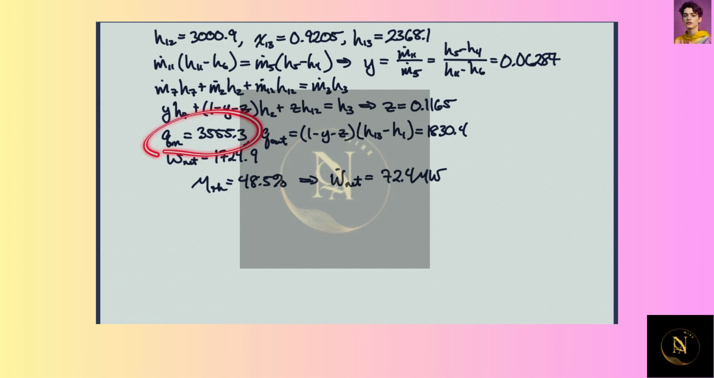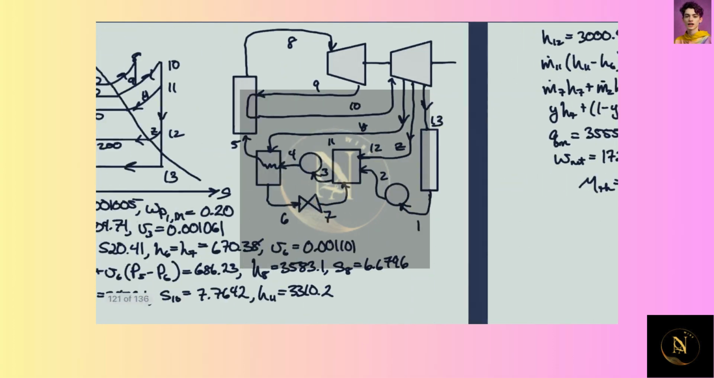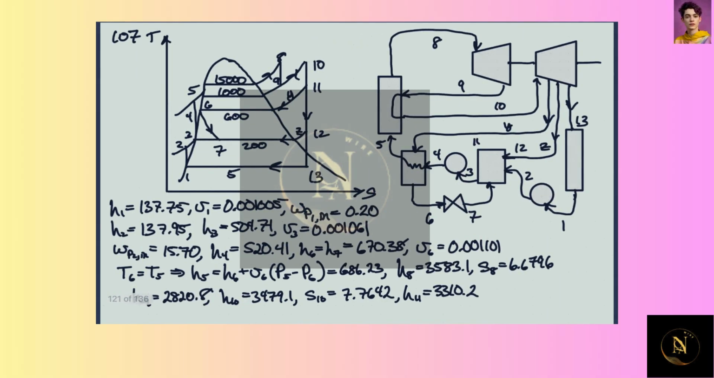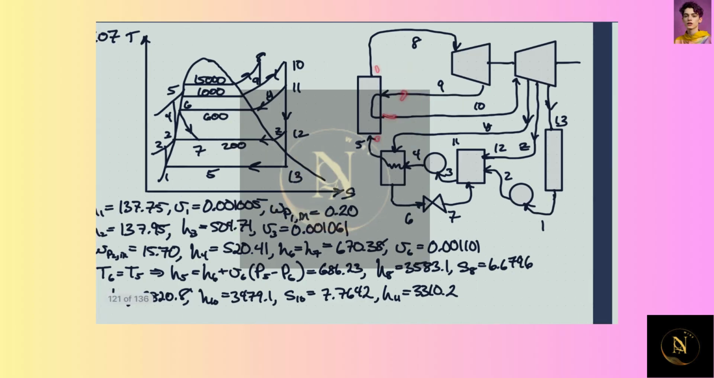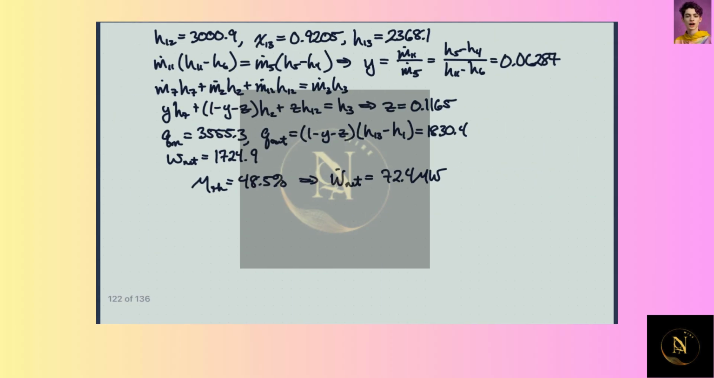So the specific heat going into the boiler, okay, and that one's just the enthalpy differences here and here and here and here. That one's easy because we have the same flow going through here and through here. So we just need to look at the enthalpy differences. So that gives us that.